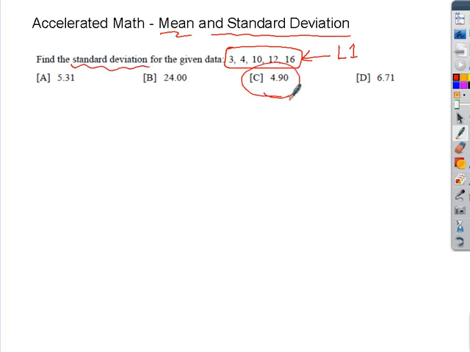They didn't even include the sample standard deviation. Okay, well, anyway, simple enough on that one.